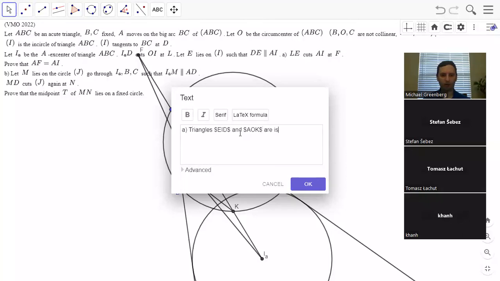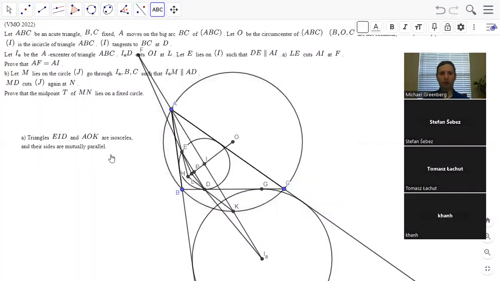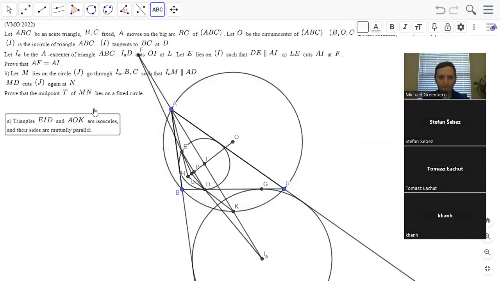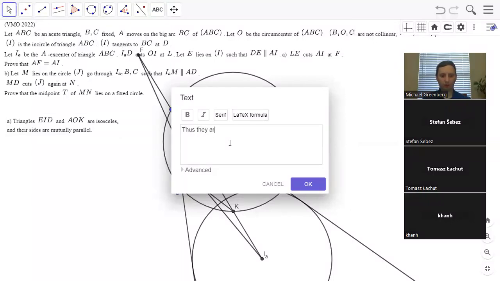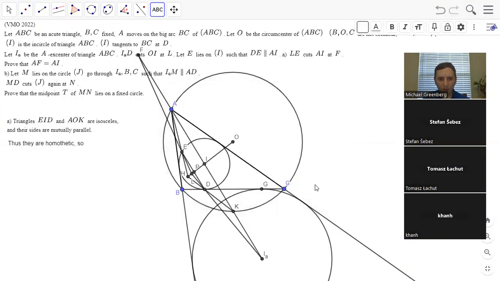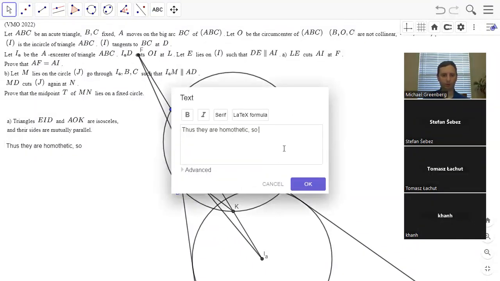AOK are isosceles. Sides are mutually parallel. So therefore they're homothetic. So AE, OI, and BK concur at a point H.